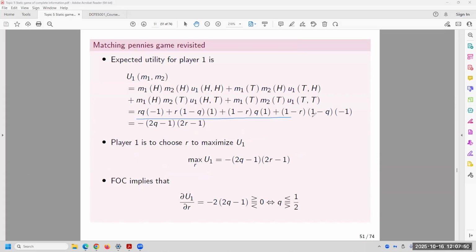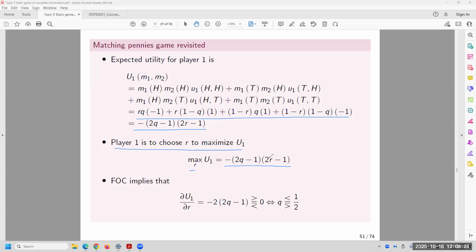It's a complicated object, but a calculator will easily convert it to this one: 1 minus Q, 2Q minus 1, and 2R minus 1, and minus. Remember, player 1 is using R to maximize this guy. Of course, you can do calculus, because it's a single variable, and you differentiate with respect to R.